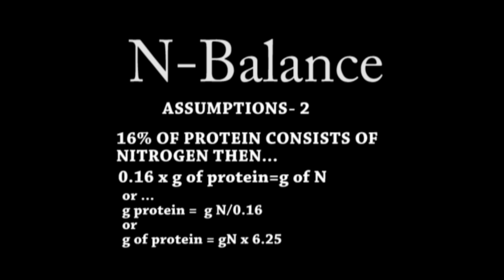So if that's the case, then we can posit the following equation: 0.16 times grams of protein equals grams of nitrogen. Or, in other words, we could also say grams of protein equals grams of nitrogen divided by 0.16. Or in other words, grams of protein equals grams of nitrogen times 6.25. So where did the 6.25 come from? Well, it's actually the equivalent of 1 divided by 0.16.